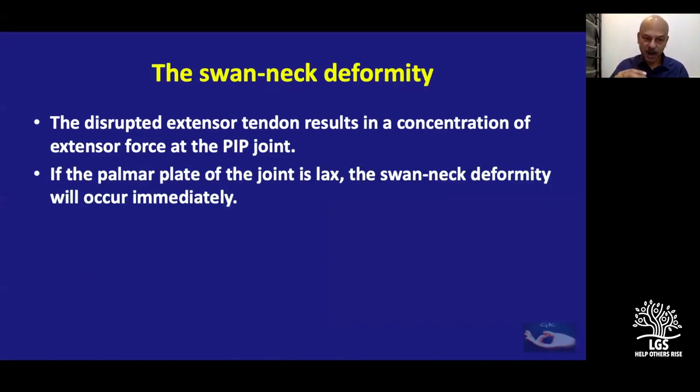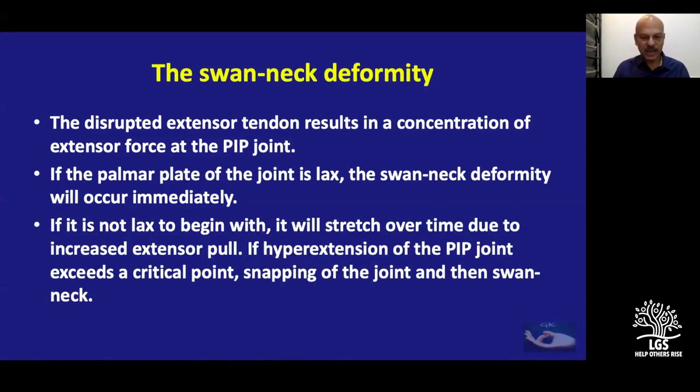And if the palmar plate of the joint is lax, the swan neck develops much earlier. If it is not lax to begin with, it will stretch over time. As it keeps relaxing, the extensor pull on the dorsal aspect will become more and more, resulting in hyperextension at the PIP joint and flexion at the DIP joint, causing the characteristic swan neck deformity.